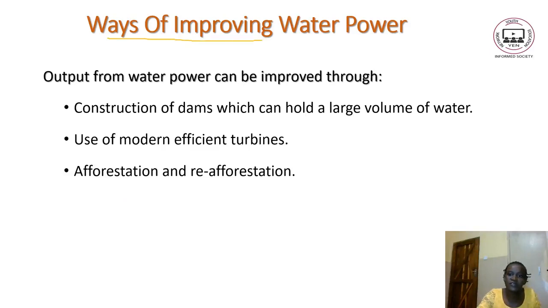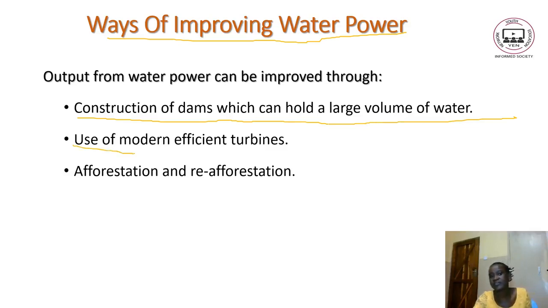Some of the ways of improving water power can be as follows: just by construction of dams which can hold large volume of water. In order for this water now to generate that kinetic energy we have mentioned, we need at least large volume of water. So in order for us to harness large volume of water, we need to construct the dam. So it's one way of improving water power.